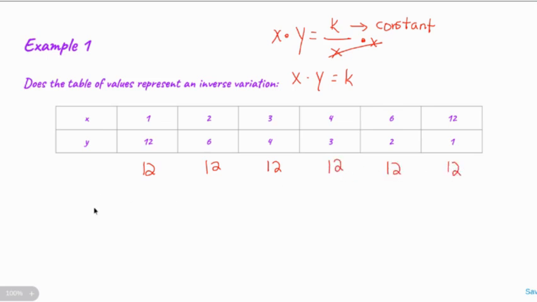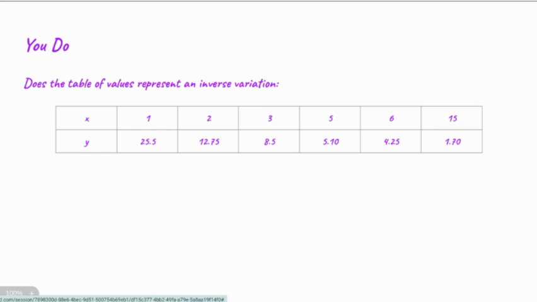So yes, this is an inverse variation. Go ahead and give the second example a try on your own.